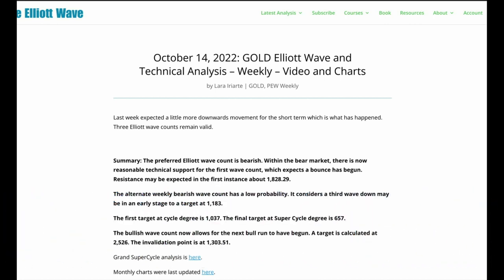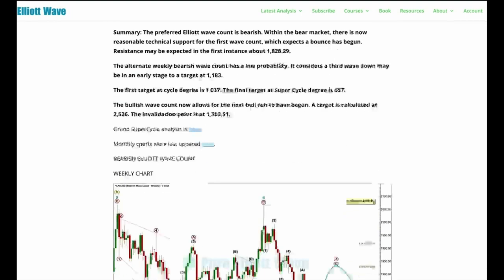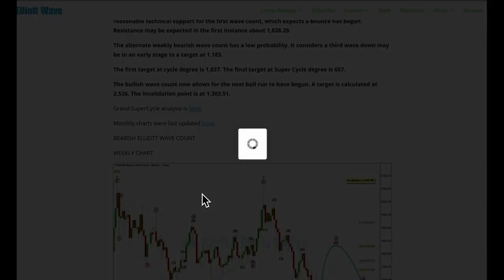I'm recording this video at 8:20 PM Eastern Standard Time, so we should have final volume data from StockCharts for the week. I'd expected a bit of a pullback to move lower. It has. It moved a little bit lower than expected, but it's remained above the invalidation point. The Elliott wave analysis pretty much remains the same as last week.